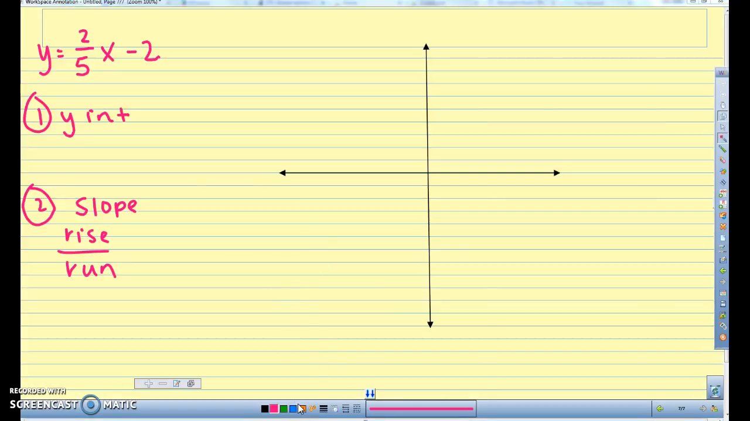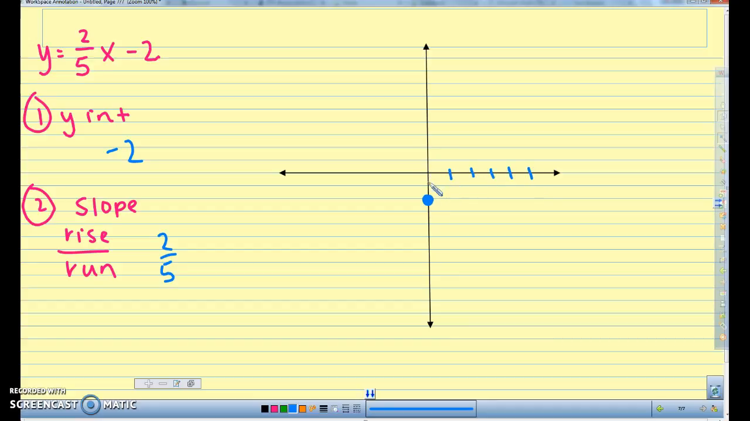So let's start the second example. I have y equals 2/5 x minus 2. So what's my y-intercept? Good, -2. And my slope is 2/5. Good. So I'm going to start by graphing that -2, my y-intercept. That was my first step. And it's here. And then I see my slope is rise 2, run 5.